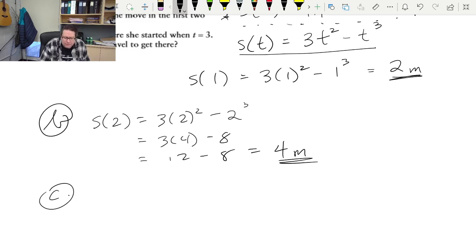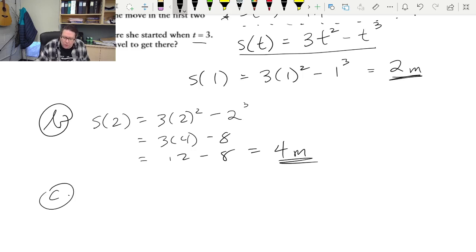How do I figure this out? She's back where she started when t is 3. That's nice. How far did she travel to get there? Now, when they say how far did she travel, remember that her displacement is actually 0. But that's not what they're asking me. They're asking me how much was the distance there and back to however far away she went.